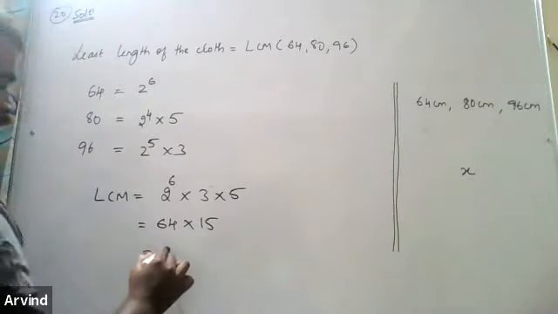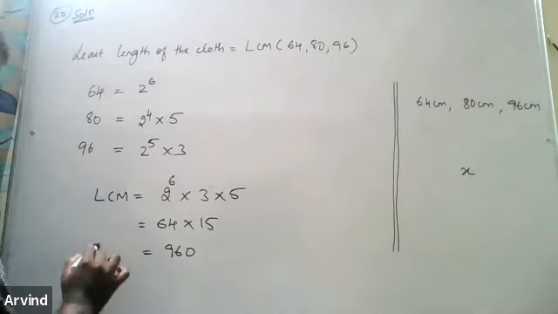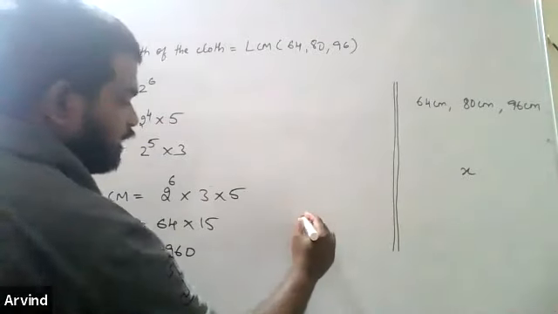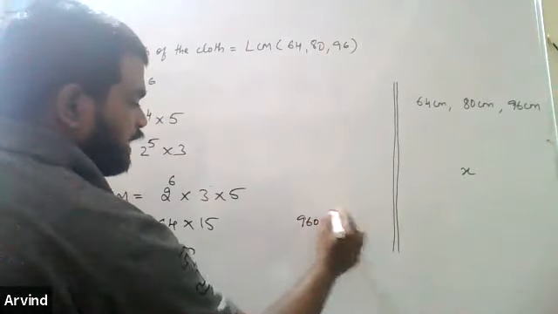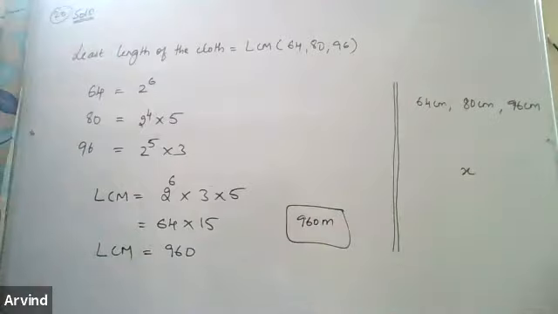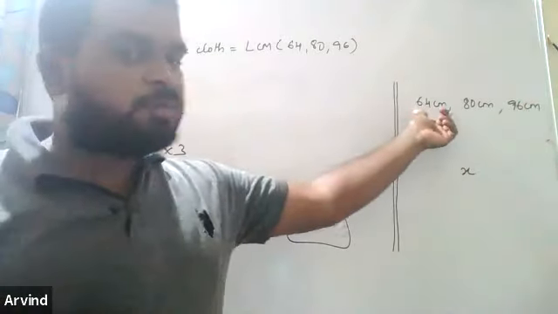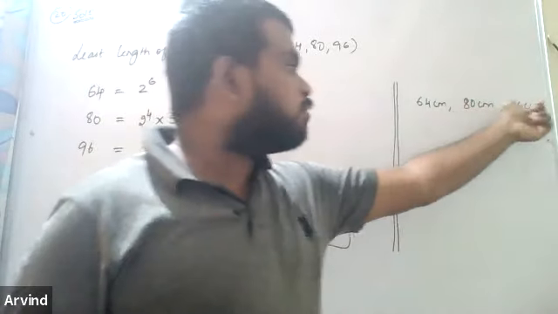So 640 plus 320. If I'm not wrong, it should be 960. Is it correct? 960. 64 into 10 is 640, 64 into 5 is 320. So the LCM is 960. Therefore, the length required is 960 meters. You have to write it at the last. So the least length of the cloth should be how much? 960 meters.